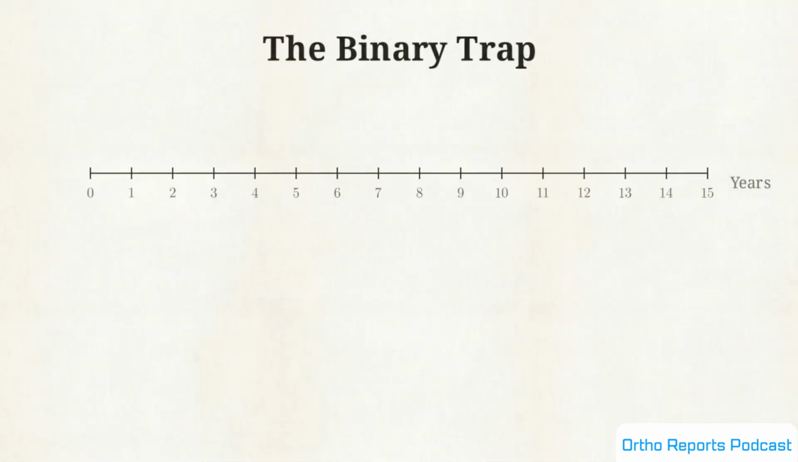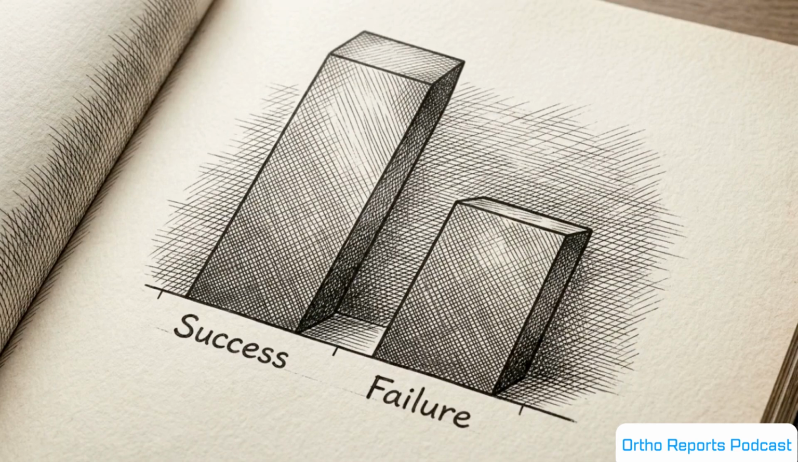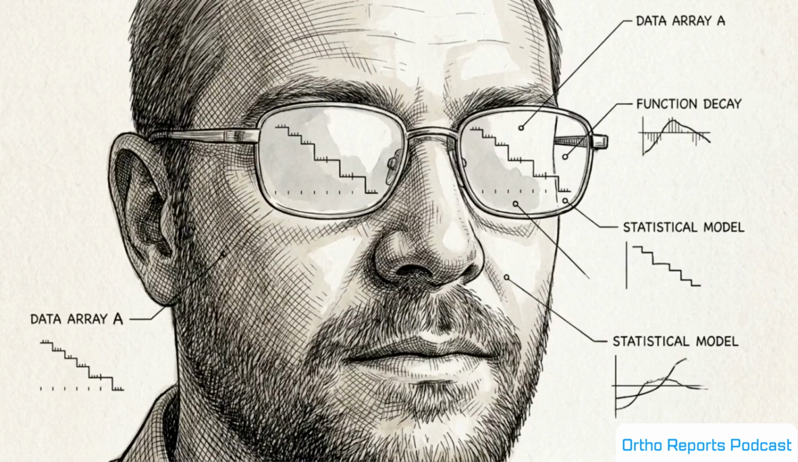Researchers call this the binary trap, sorting outcomes into absolute categories, success or failure. If one implant fails after 1 year and another after 14 years, a binary study treats them identically. Both data points drop into the exact same failure bucket. By flattening the data this way, researchers strip away the single most important variable in orthopedic outcomes, the actual duration of success. To solve this, biostatisticians rely on survival analysis.